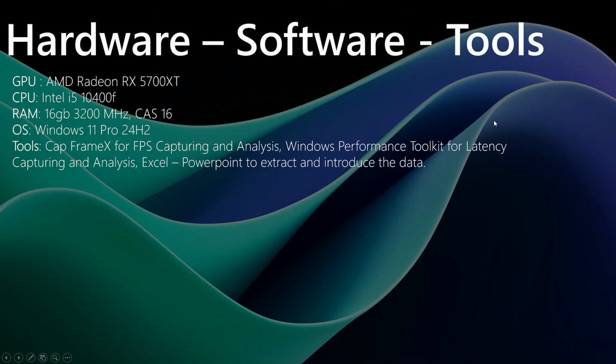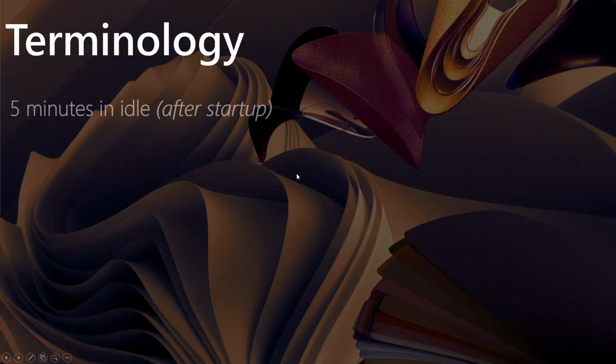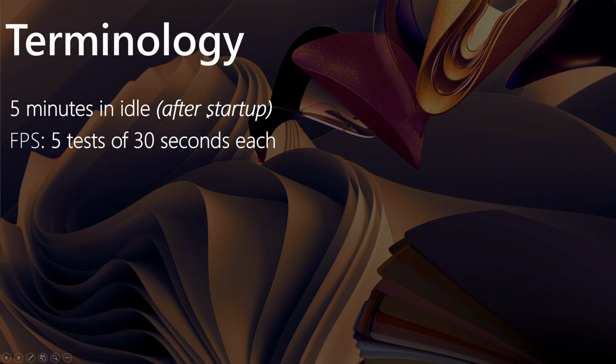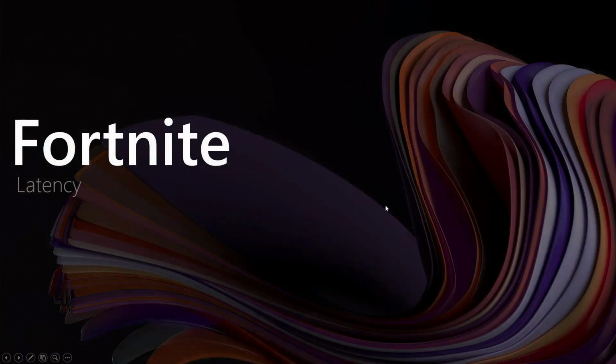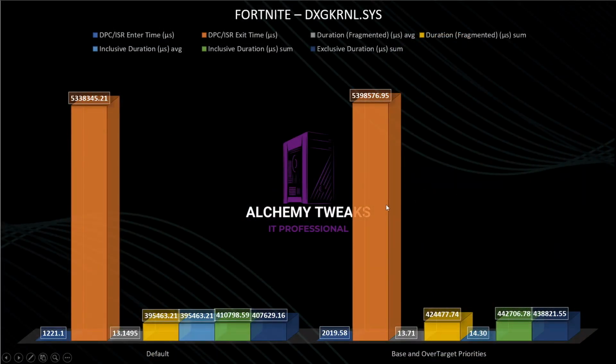The hardware, the software and the tools that I use are the same as always. The terminology again is the same: 5 minutes in idle after startup. For FPS, 5 tests of 30 seconds each. For latency, 10 tests of 10 seconds each. So we're ready to see the Fortnite latency.